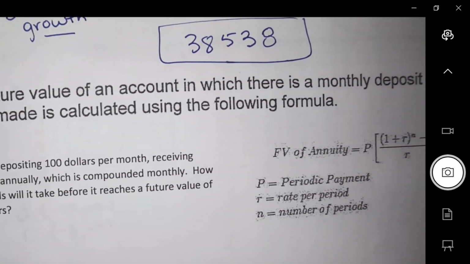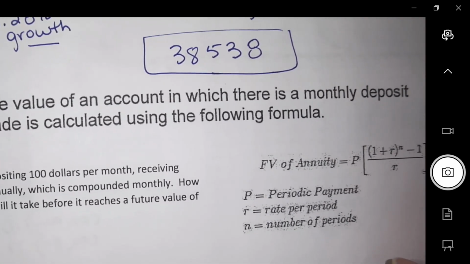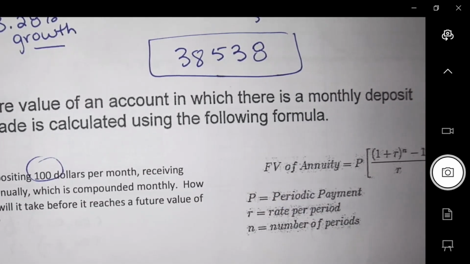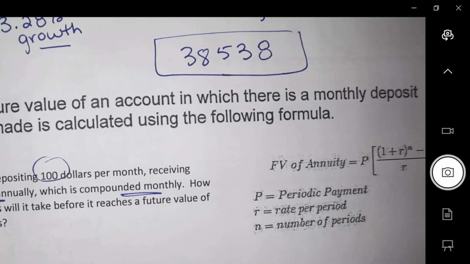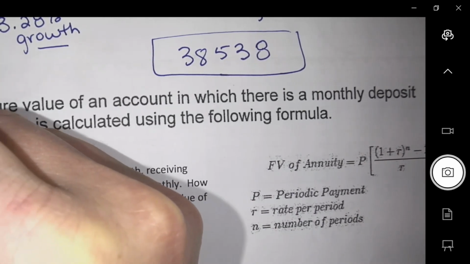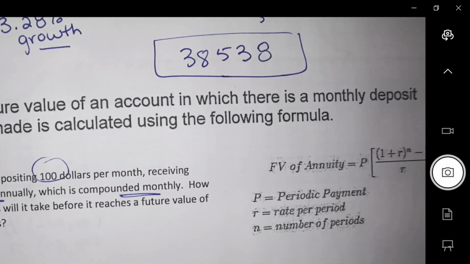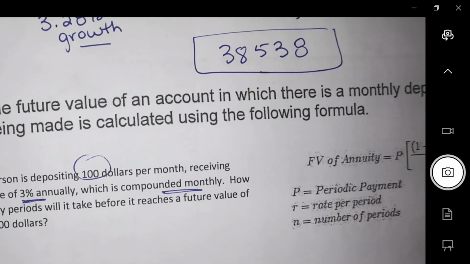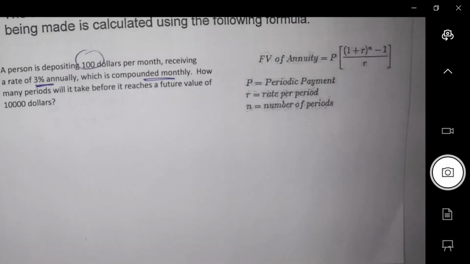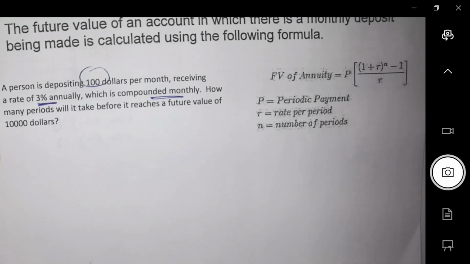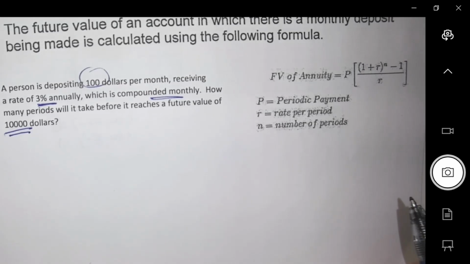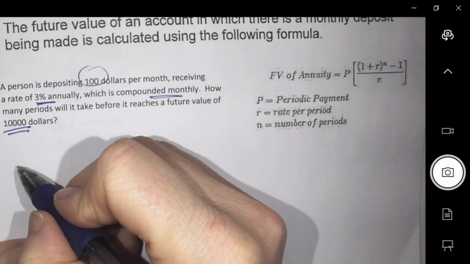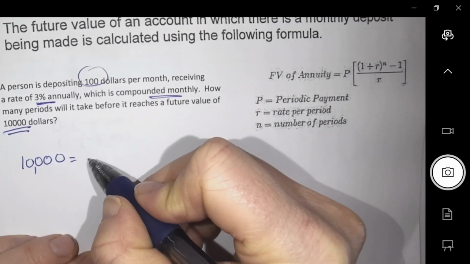Okay, a money question. Future value of an account. We have monthly deposits being made, so $100 a month, 3% compounded monthly. Can you give me your rate? 3% compounded monthly. Don't forget to divide that by 12. I get a lot of mistakes there. Divide by 12. And then we want to end up with 10 grand. So filling it in, 10 grand equals 100.